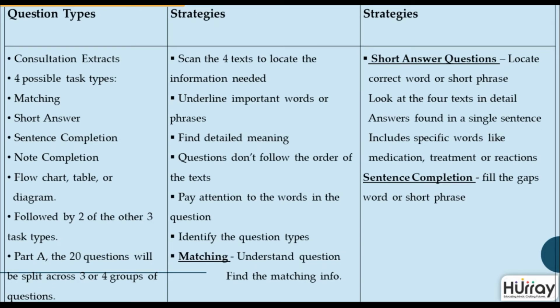Let's look at the question types for Part A. You have consultation extracts and you will have 4 possible task types. They are matching information, short answers, which means you have to write in a word or in a short phrase, sentence completion. There will be a sentence with a blank either in the middle of the sentence or at the end. You need to complete that sentence.